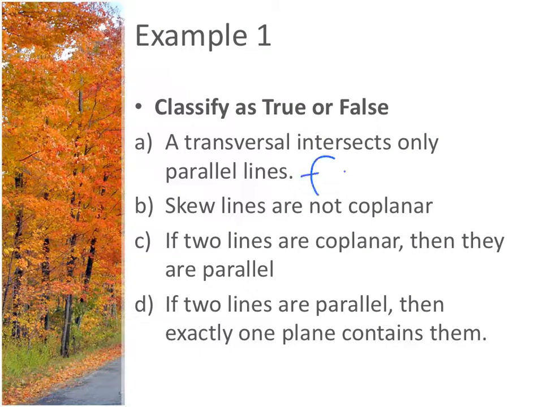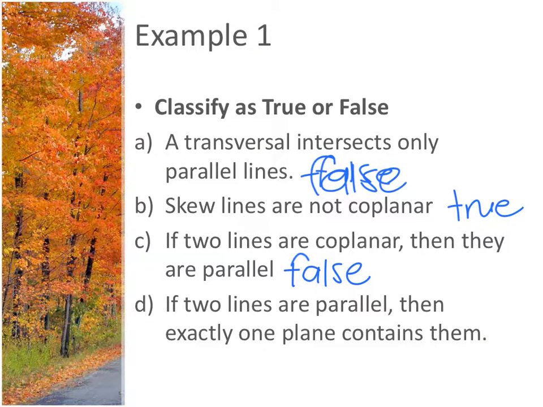All right, so this was false. Okay, B, skew lines are not coplanar. True. They're not coplanar and not intersecting. C, if 2 lines are coplanar, then they are parallel. False. Okay, these 2 lines are coplanar, but they're not parallel. 2 intersecting lines are coplanar, but they're not parallel. And D says if 2 lines are parallel, then exactly one plane contains them.